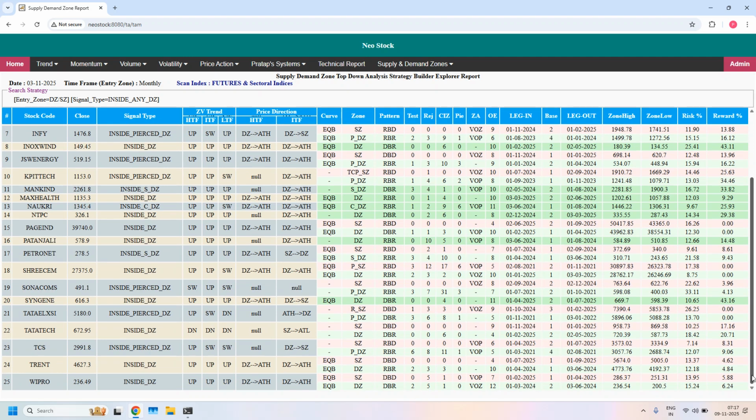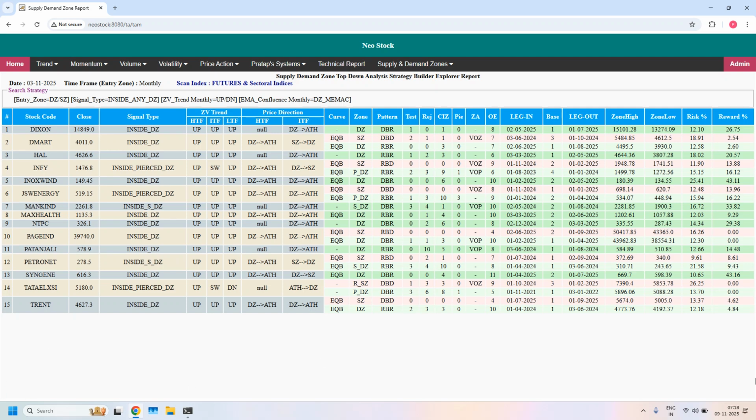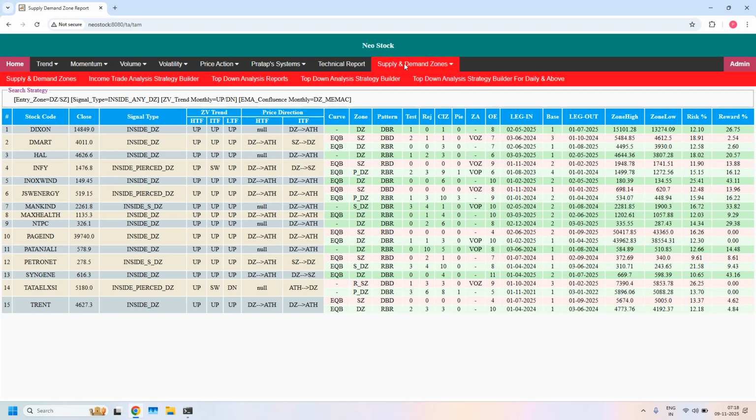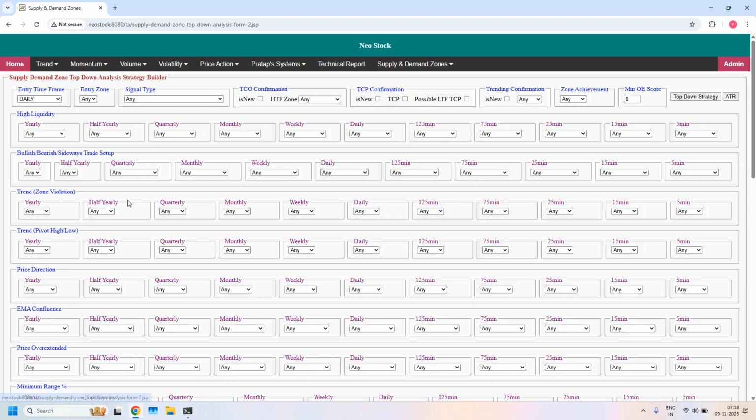We can further filter this list based on monthly demand zone having monthly EMA confluence. And also trend on the monthly should not be sideways. We got 15 stocks. Okay, next time frame is... next, price closed inside monthly supply zone.